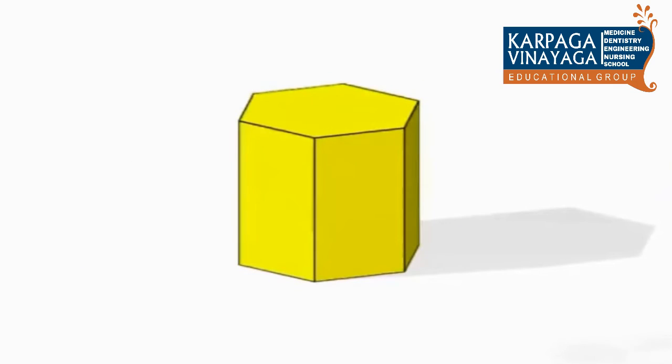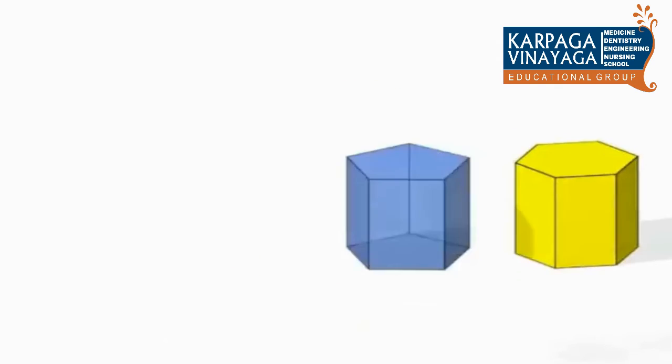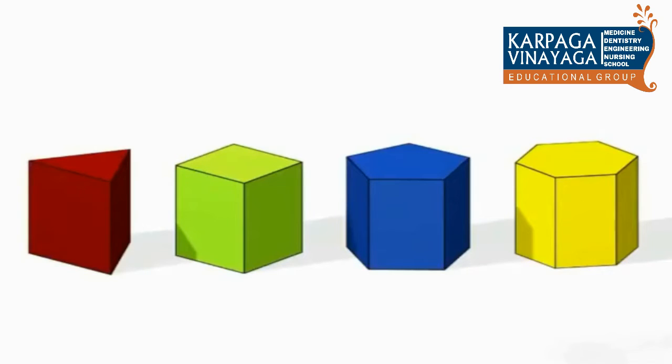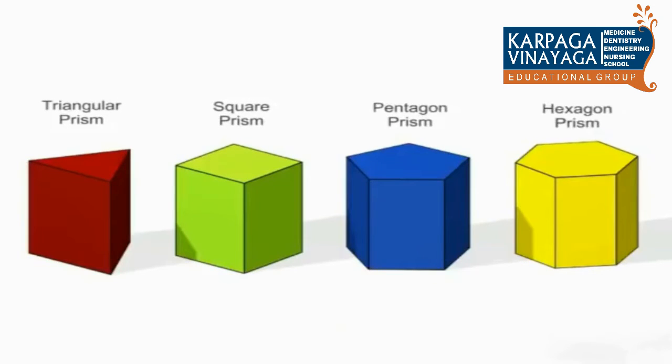Similarly, this is a prism, a hexagonal prism. Prisms are classified into various types according to the base. According to the base, the first one is the triangular prism, second one is the square prism, third one is the pentagonal prism, and finally the last one is the hexagonal prism, where the bases are the same. Each prism has two bases.